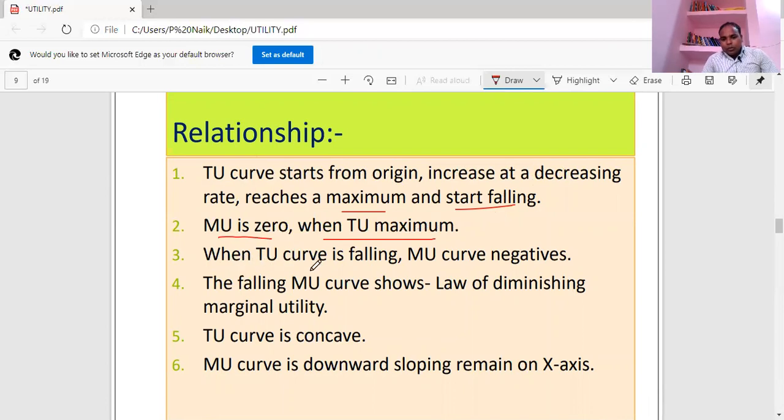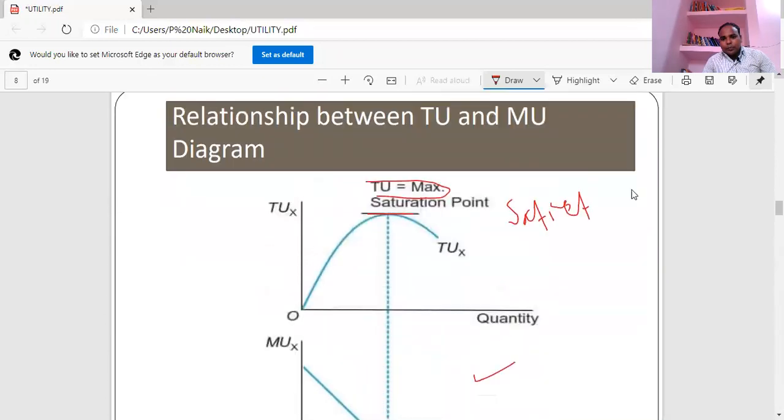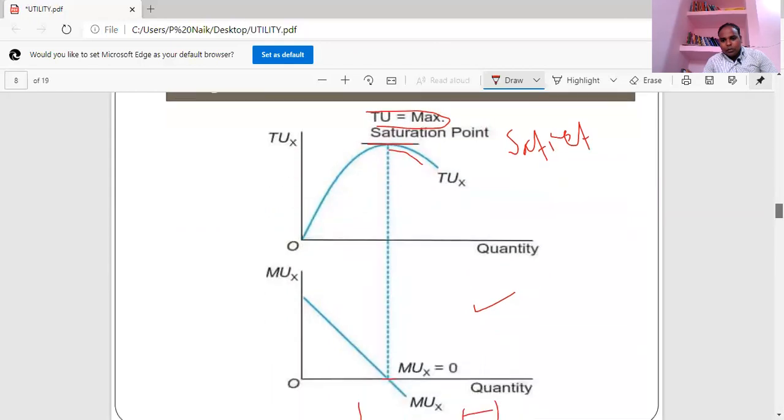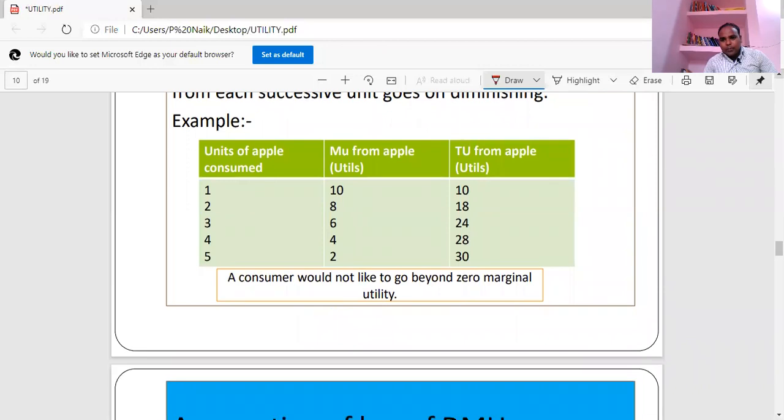When the total utility curve is falling, the marginal utility curve is negative. Look here. When the total utility curve is falling, then the marginal utility curve is negative here. This is the negative point.